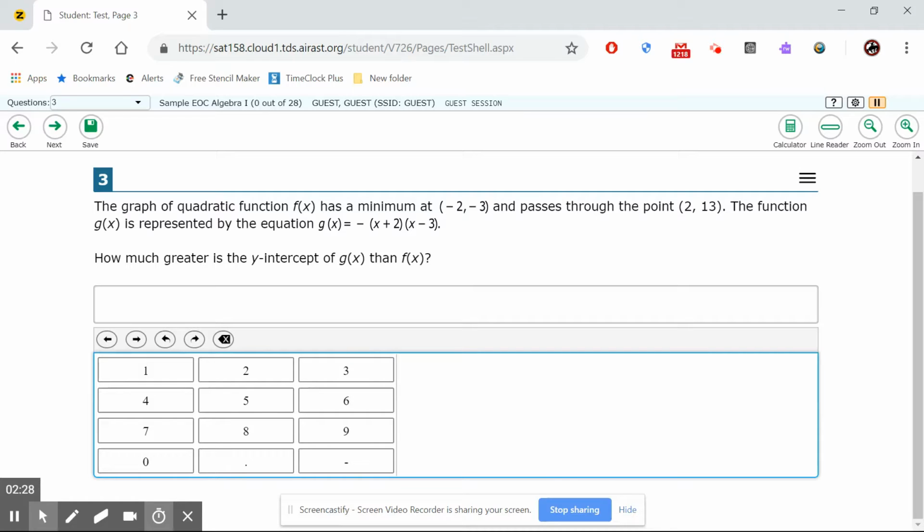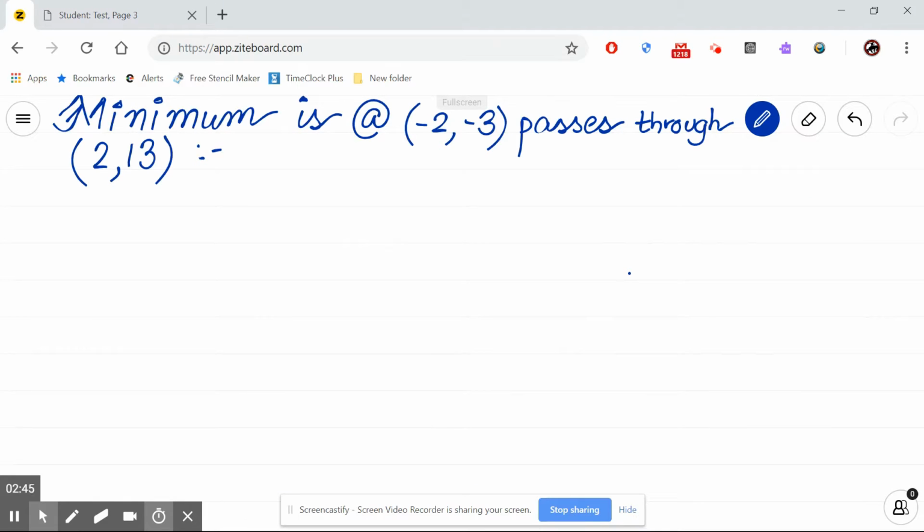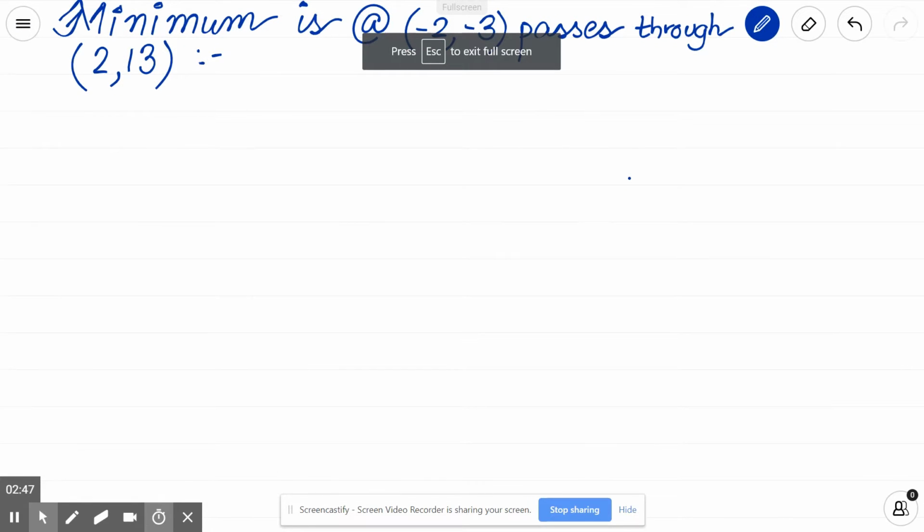This is a pretty tedious problem because we have to figure out the equation of the function g of x by FOILing, and then we have to figure out the equation of function f of x with another formula. Because it's going to be a lot of work, I already wrote down the first half of the question right here for you. The first half of the question is talking about the minimum of a quadratic. Remember, they're talking about quadratic functions.